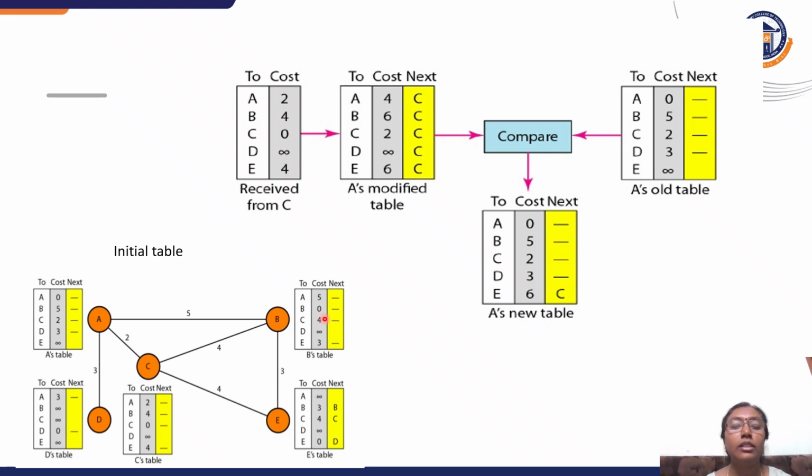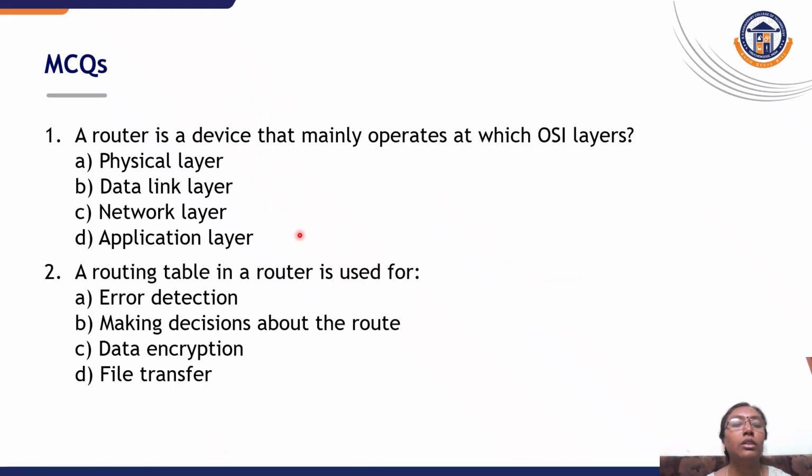Similarly, for all the other nodes, B, C, D, and E, the tables will be calculated. So that's all about distance vector routing: initialization, sharing, and updating of information. Each node's routing table is calculated. The routing table tells how many nodes there are, the cost between the nodes, and the next hop through which the information will be sent with the least cost. With this information we can have MCQs.